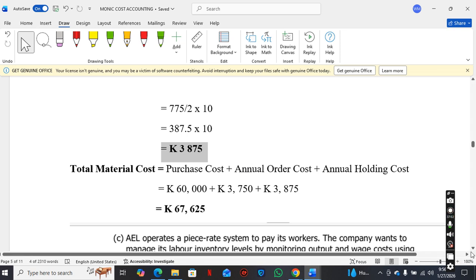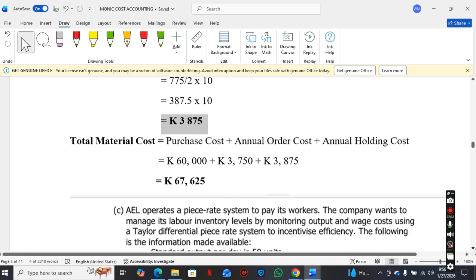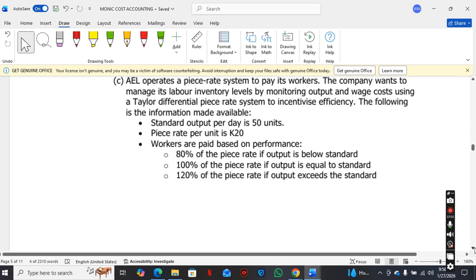Okay, from accounting for inventory, we will now go into accounting for labor. AEL operates a piece rate system to pay its workers. The company wants to manage its labor inventory levels by monitoring output and wage costs using a Taylor differential piece rate system to incentivize efficiency. The following is the information made available.